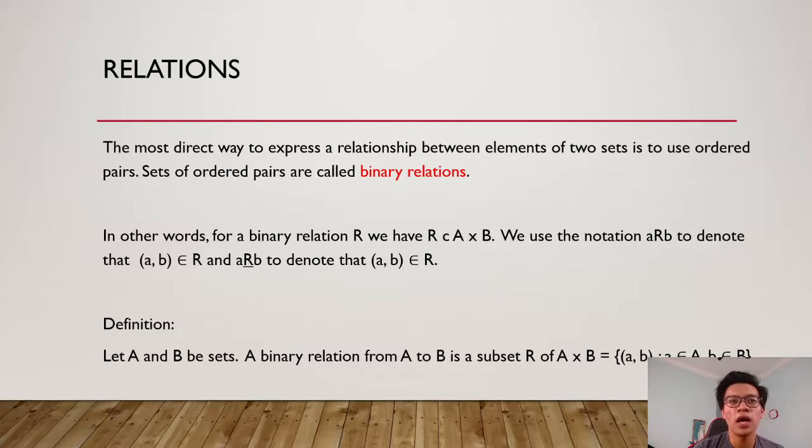For the definition, let A and B be sets. A binary relation from A to B is a subset R of A times B, equal to the pairs (a, b), where a belongs to A and b belongs to B.